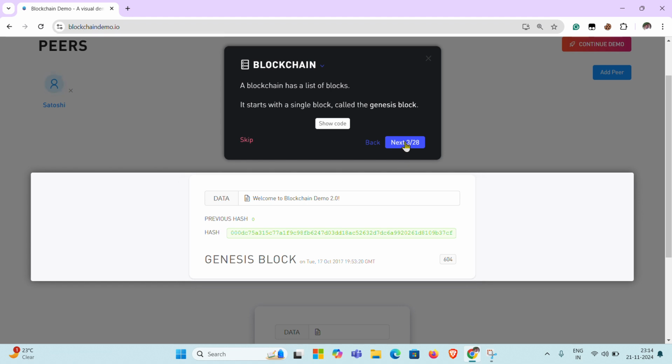Simple definition: a blockchain has a list of blocks. A block contains transactional data. If you see the example here, they have given some example of the transactional data. This is one block, the starting or beginning block of the blockchain, usually called the Genesis block.